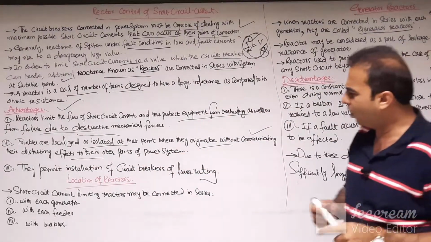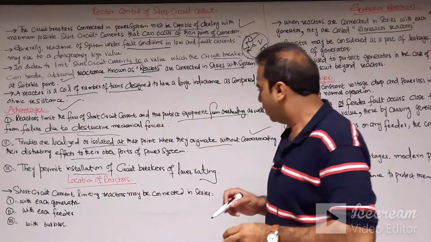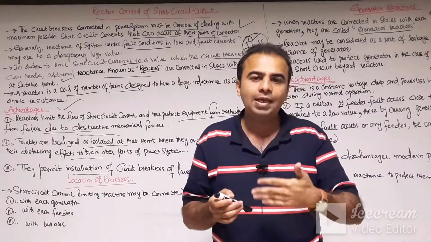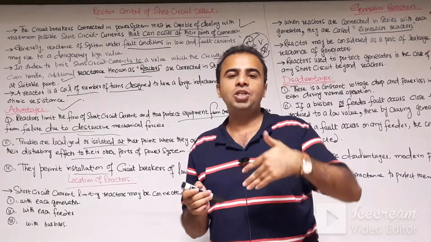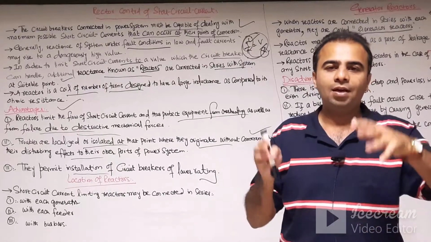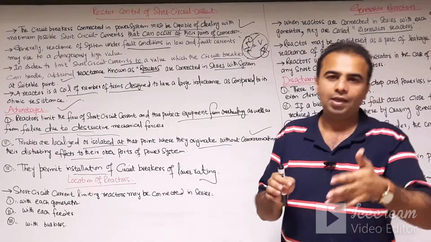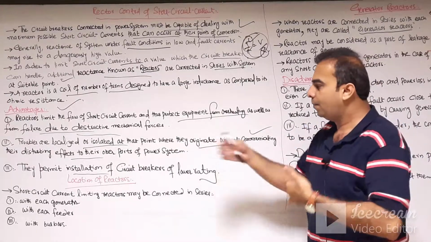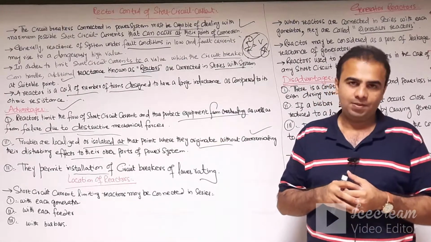Third, they permit installation of circuit breakers of lower rating. These reactors provide additional reactance to the system, so the circuit breaker rating can be very low because of the presence of the reactor in the power system.